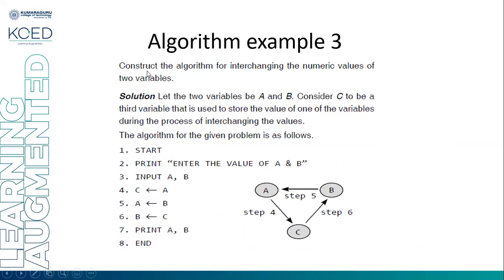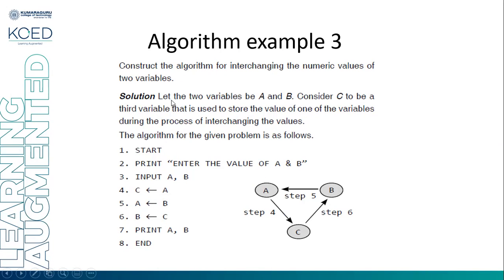Next algorithm: construct the algorithm for interchanging the numeric value of two variables. So we have to interchange the value of the two variables. Solution: let the variables be a and b. Consider c to be the third variable.